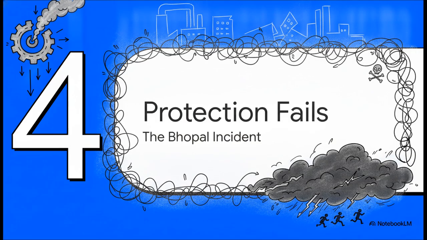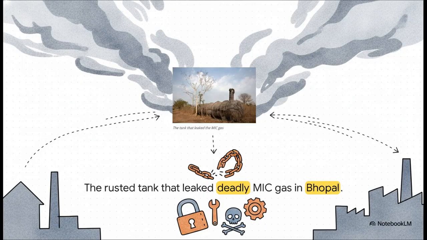When protection fails, Bhopal. Now, this rusted tank is from the Union Carbide plant in Bhopal, India. Back on December 3rd, 1984, this facility leaked deadly methyl isocyanate, or MIC gas, right into the surrounding city. It is a sobering, incredibly tragic reminder of the real-world consequences when safety layers are compromised. We're talking life or death here.